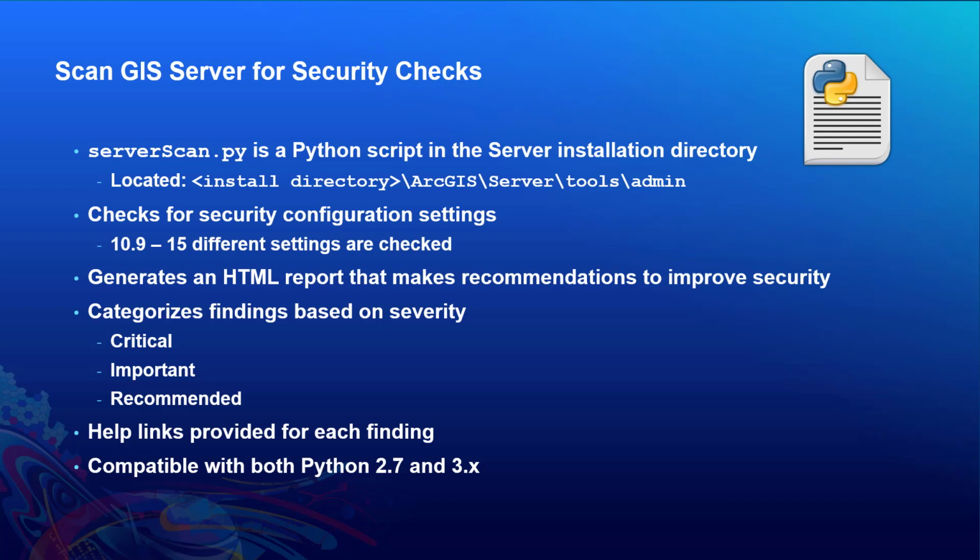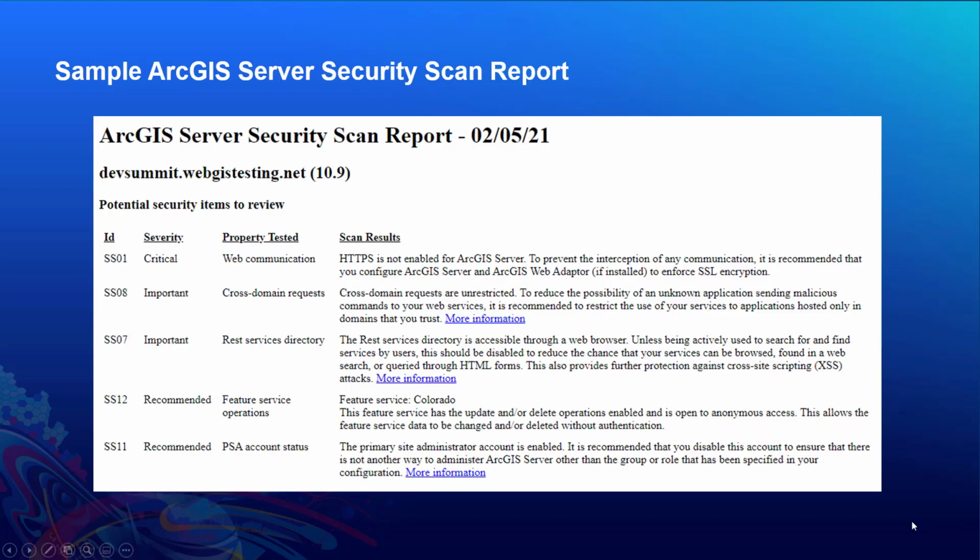serverscan.py, and again that's in the tools folder in your ArcGIS Server installation, is it generates an HTML report that makes recommendations to improve security, and in that report you'll see links to the documentation for it. It categorizes its findings based upon the severity, whether it's critical, important, or just recommended, and it's compatible with both Python 2.7 and 3.x. So here's an example of this report.